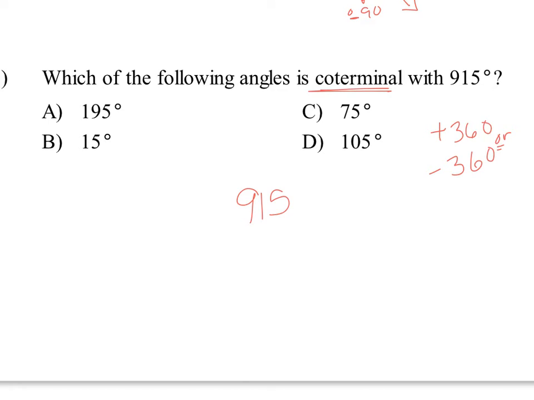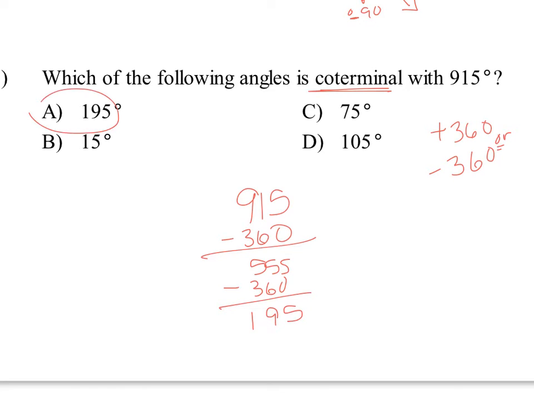to get there. So 915 minus 360 is 555. That's not there. Do it again. Minus 360, I get positive 195, and that's there. There you go. So add or subtract 360 to find another coterminal angle.